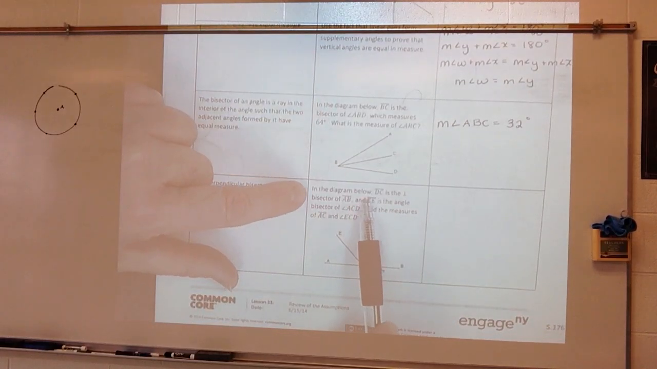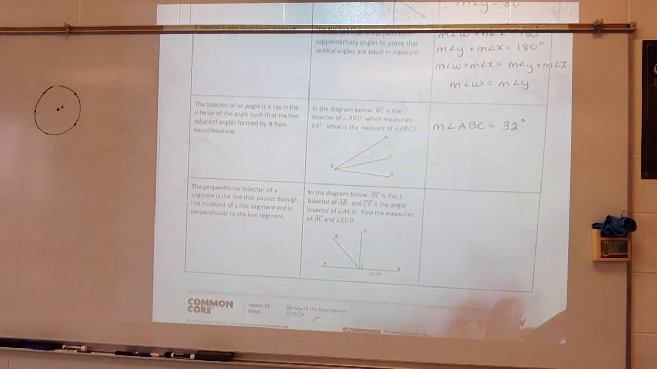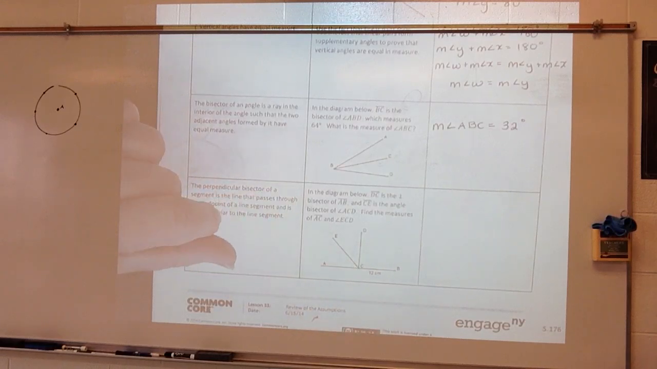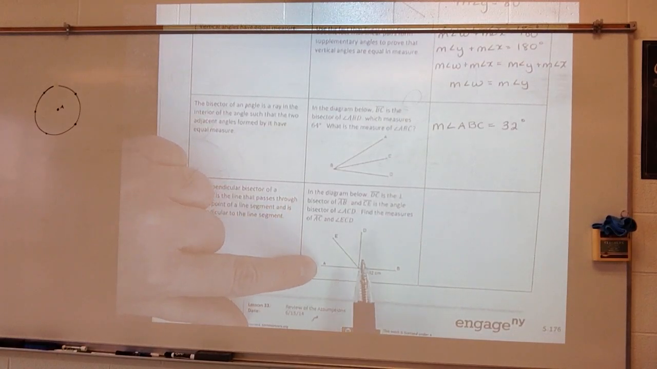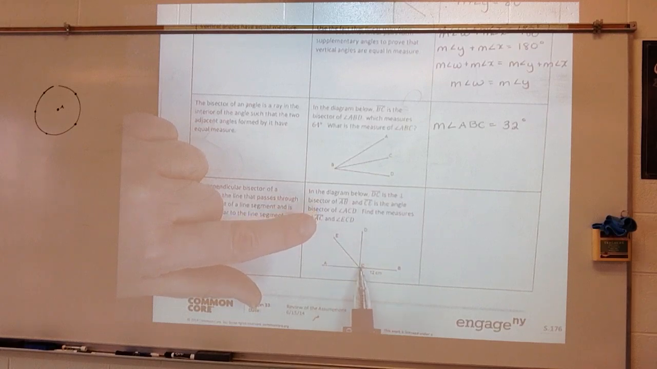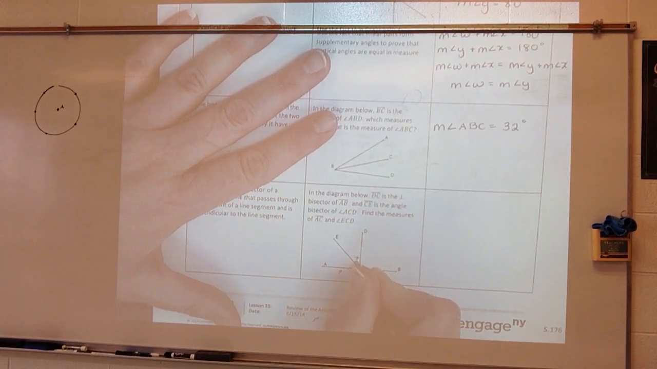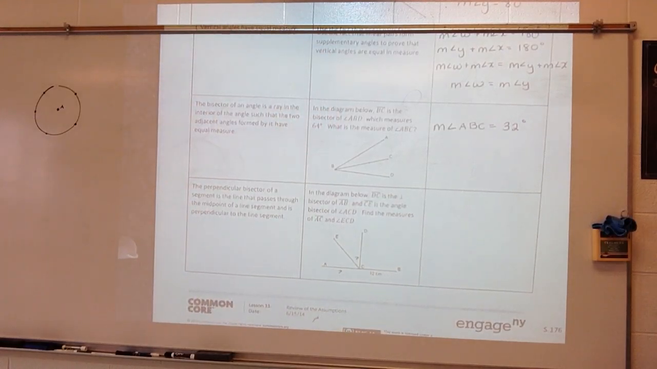In the diagram below, segment DC is the perpendicular bisector of AB, and CE is the angle bisector of angle ACD. It says find the measure of AC and find the measure of angle ECD. So I want to know what this segment is, and I want to know what that angle is. Couple of different things here.